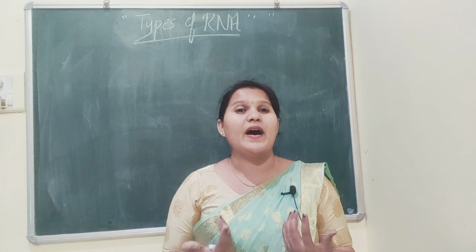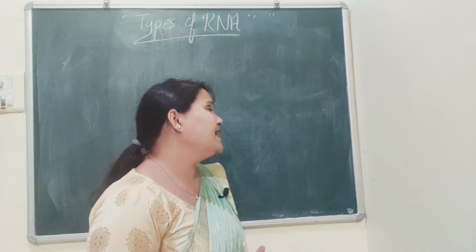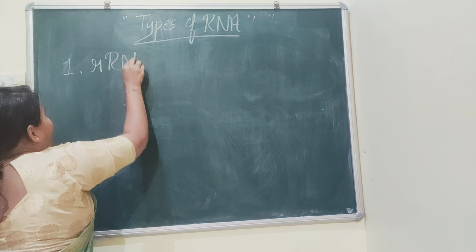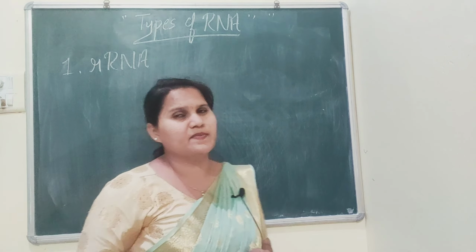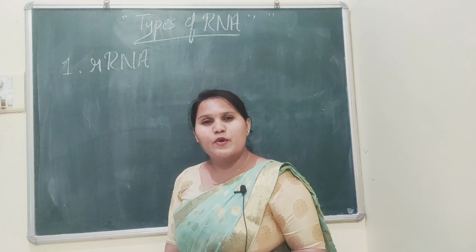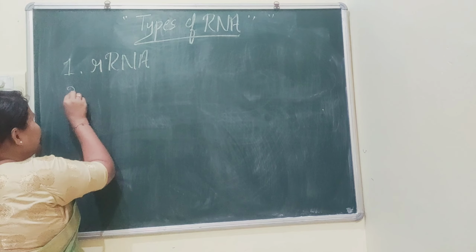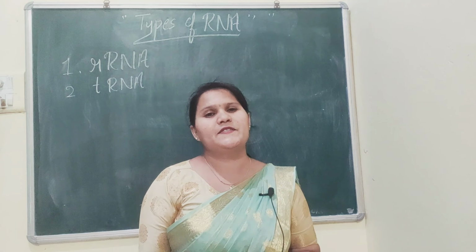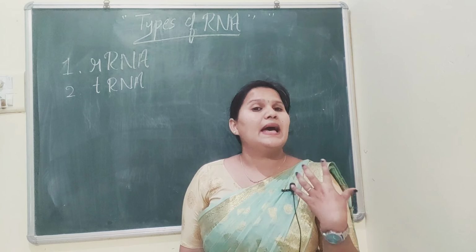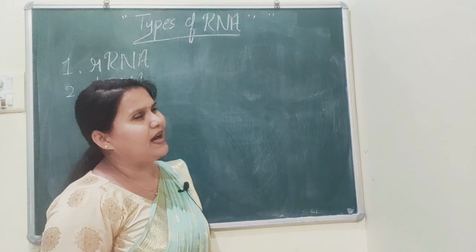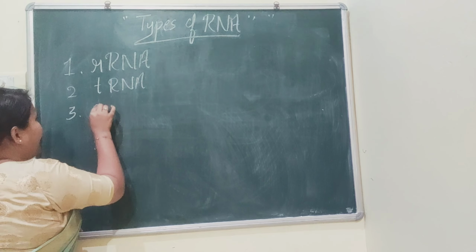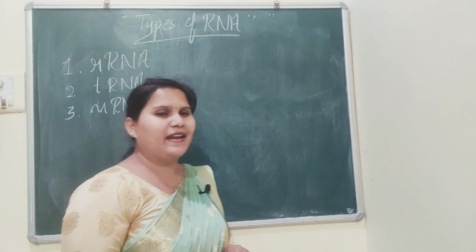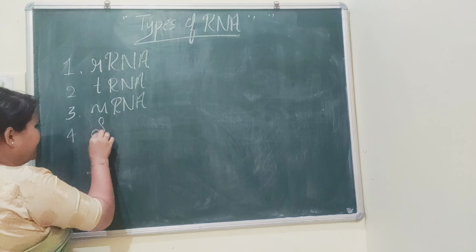So the types of RNA which we are going to study today are like this. The first one is rRNA, where r stands for ribosomal RNA, and the second one is tRNA, where t stands for transfer RNA, also called adapter RNA and soluble RNA. And the third one is mRNA, where m stands for messenger RNA, and the next is scRNA.